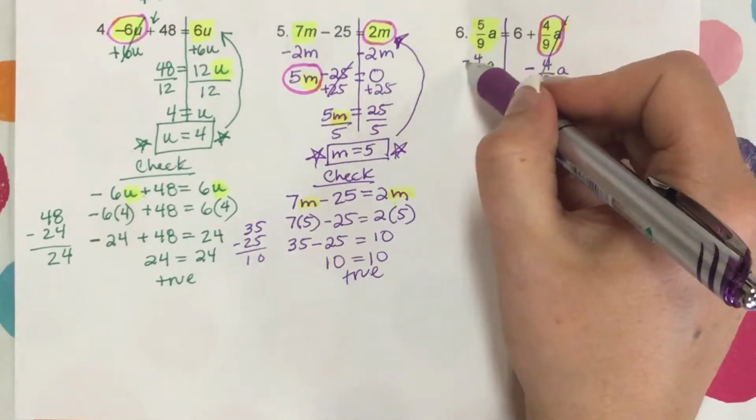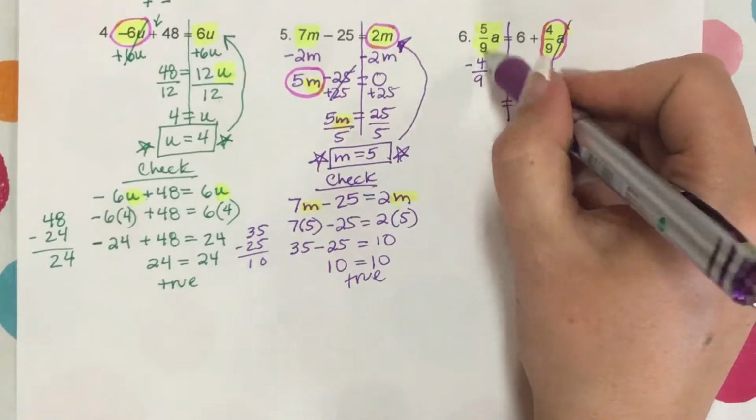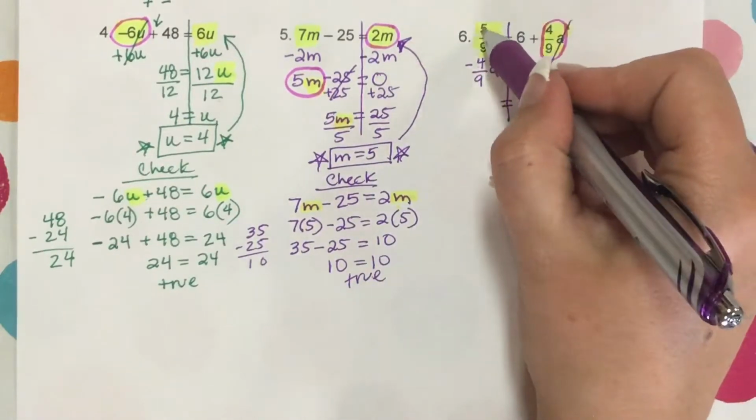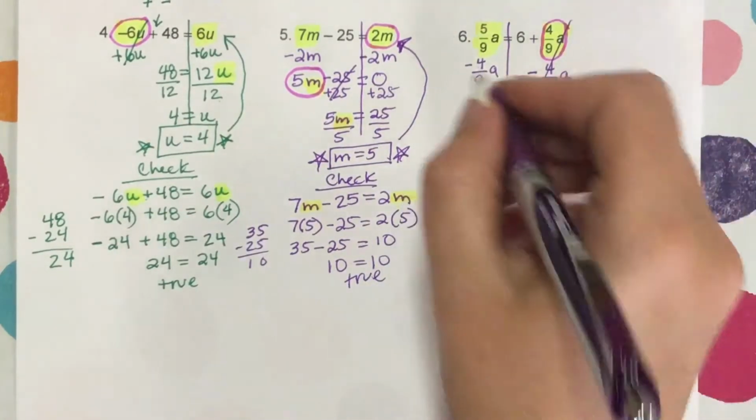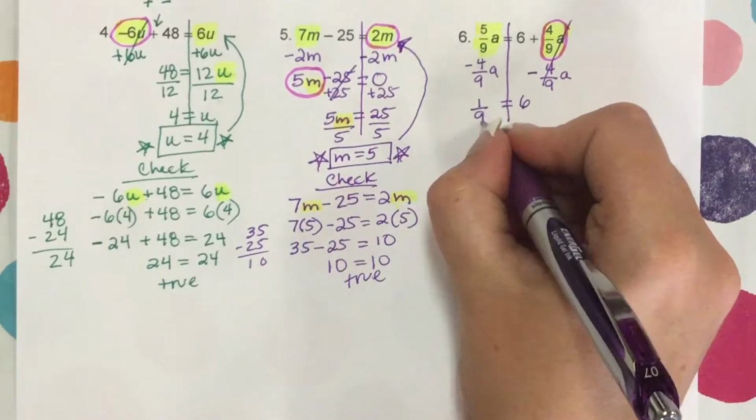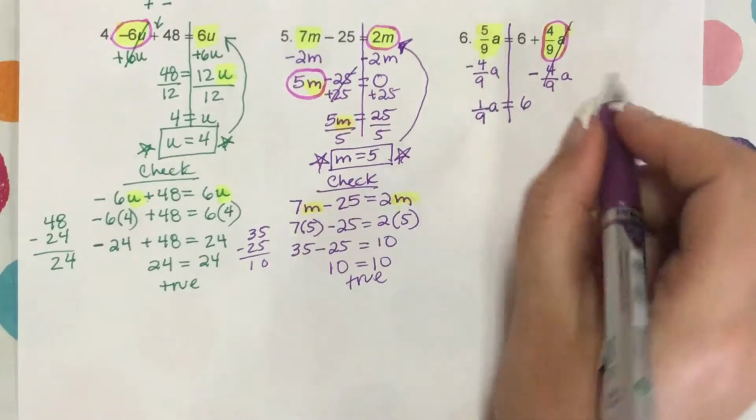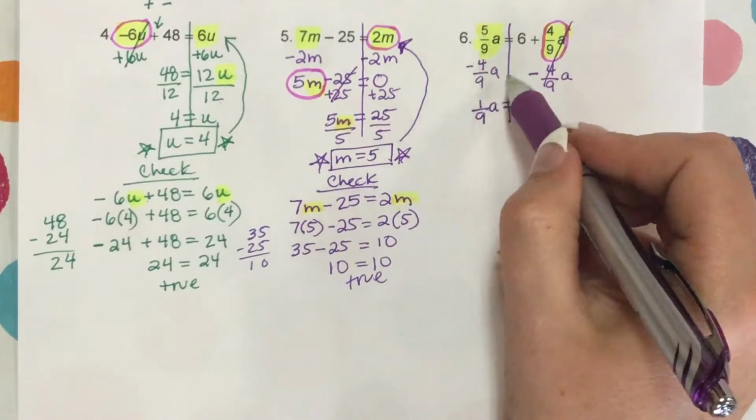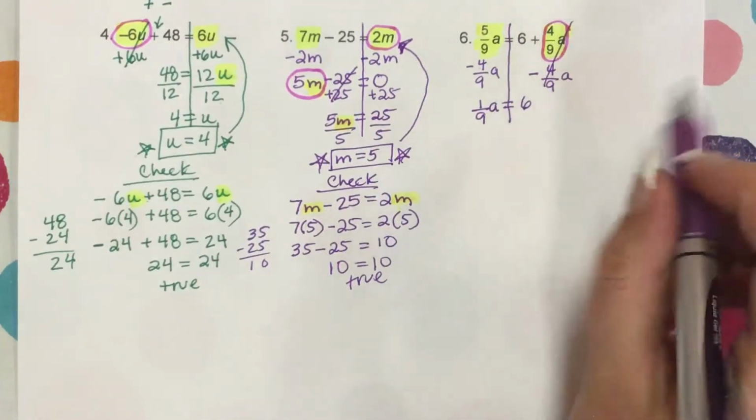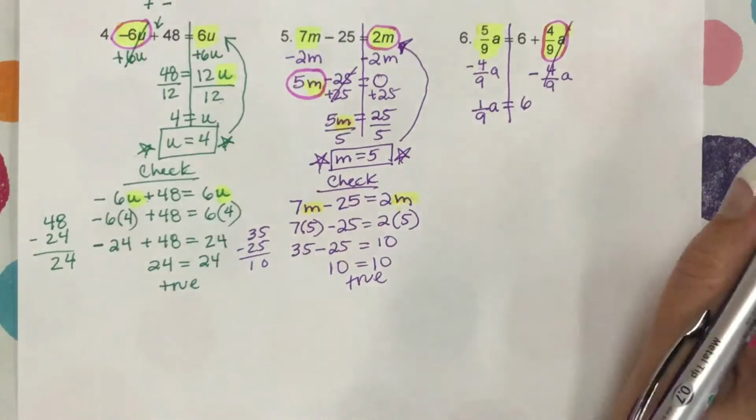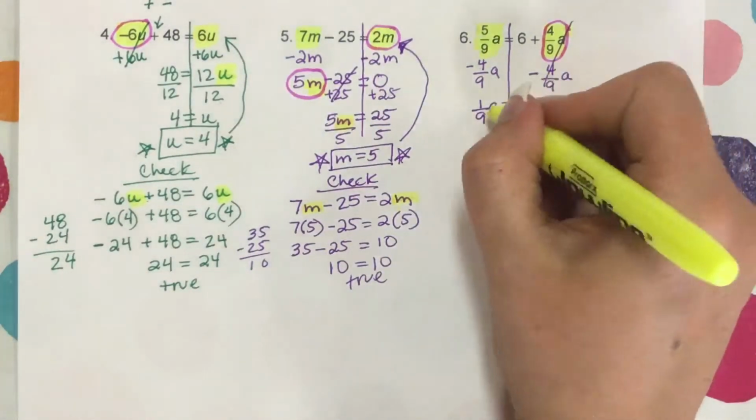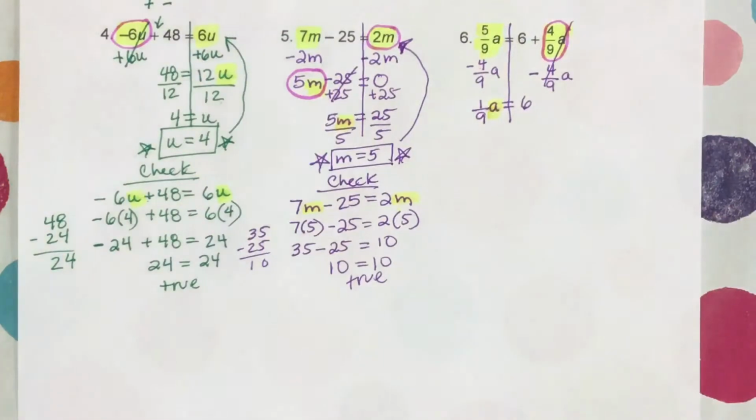And then 5/9a minus 4/9a. The great thing about this is they have a common denominator. So really I'm just going 5 minus 4, which is 1/9. I keep that denominator and I put that a on it. So 5/9a minus 4/9a is the same thing as 1/9a. Whew, okay, I'm still trying to figure out what a is. So I've got to get it by itself. It's not quite by itself.